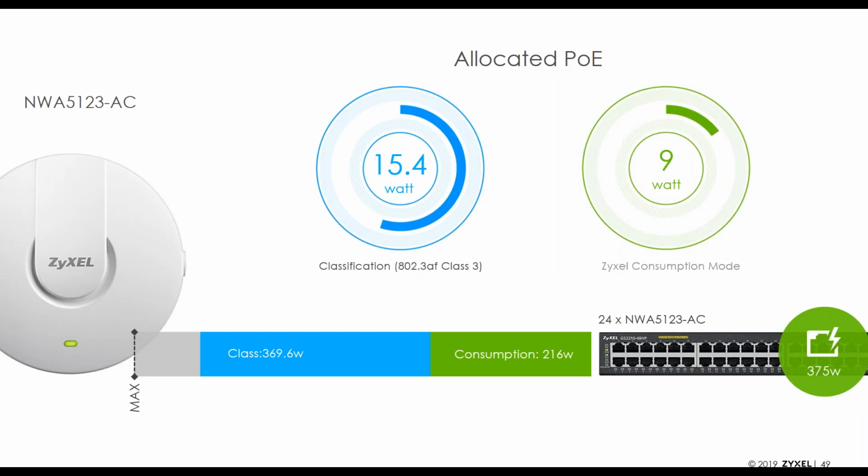So it's very good in how it actually works. If you've got a class 3 device, like our NWA 5123AC, it's classified as a class 3, which means it requires 15.4 watts. So if we were to implement 24 of these, that would take us up to 369.6 watts. Whereas in consumption mode, it only requires 9 watts to function, which means for the 24 that you install, you'll only be using 216 watts of your budget, meaning that you can maximize the amount of access points you can get onto any specific switch. So you don't have to install any additional switches, which also adds to the cost as well as the implementation of it.